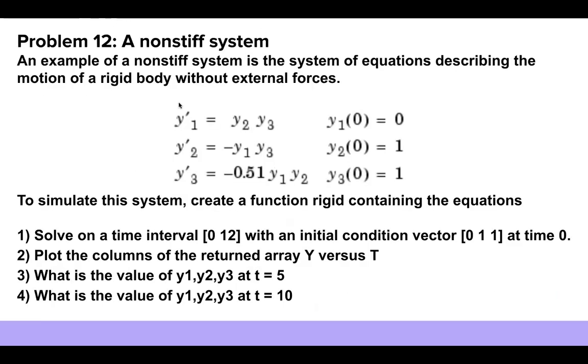So we have one more question here. Y dash is equal to Y2, Y3, and you have three equations and three initial conditions. You have to solve it for the 0 to 12 interval. Initial values are 0, 1, 1 at time t equal to 0. Now we have to find what the y value is at t equal to 5 and 10 also. So I'll give you a few minutes and then let me know the answers.